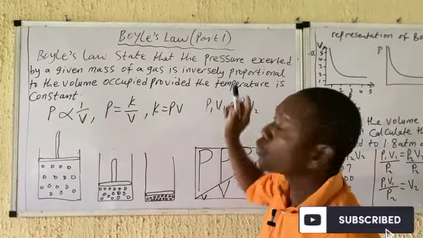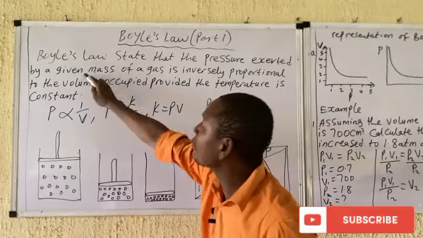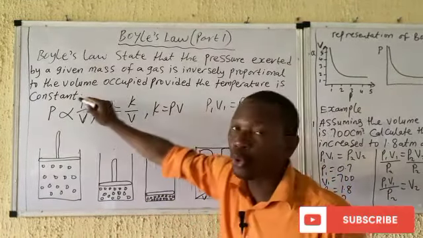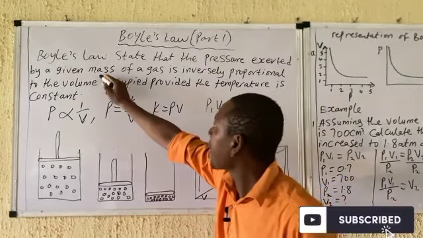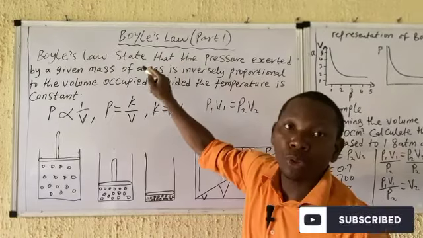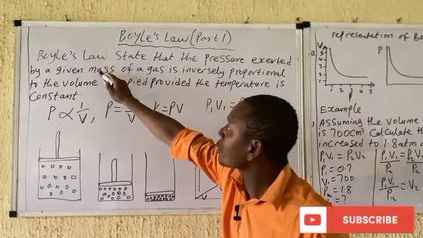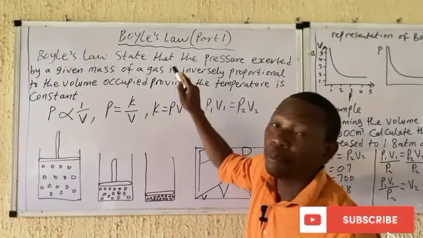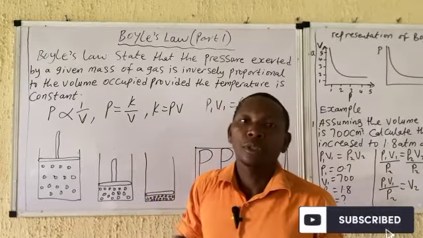Now, two of these quantities or parameters are constant. A given mass, the mass is fixed. Then the temperature is also constant. So, two of these parameters are constant. Mass is constant and temperature is constant. Now, the pressure is inversely proportional. That means if the mass is constant and the temperature is constant, the pressure is inversely proportional to the volume.